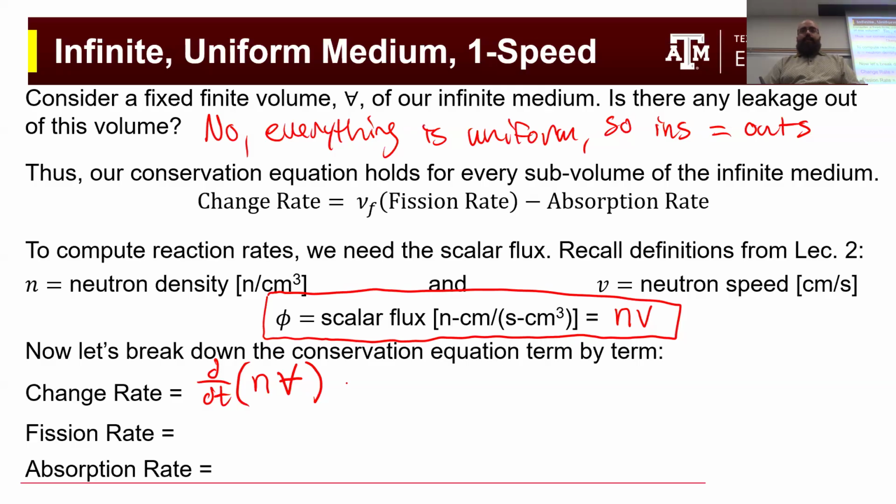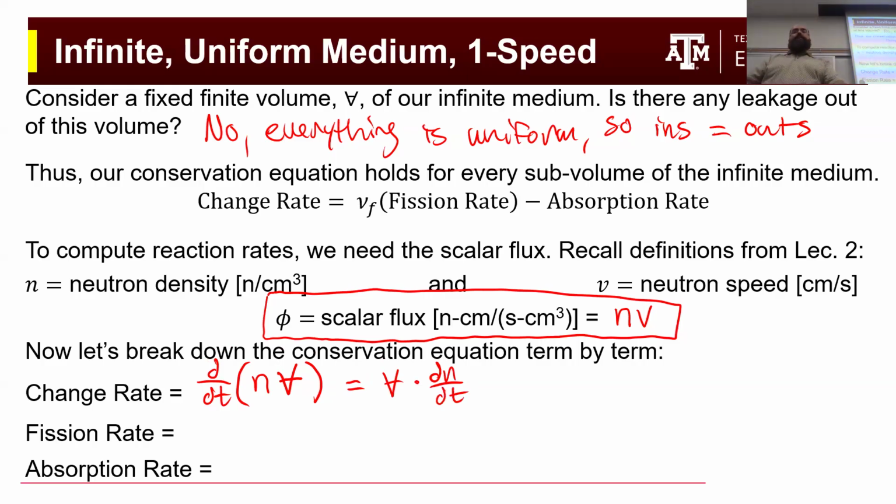So that's how I could write the rate of change of the neutron population in this context. And the neutron density could change with time, but this little volume is a fixed volume, so it doesn't depend on time. And that means that this volume can actually come out of the derivative. So I could write this as volume times dn dt. So that's my change rate.